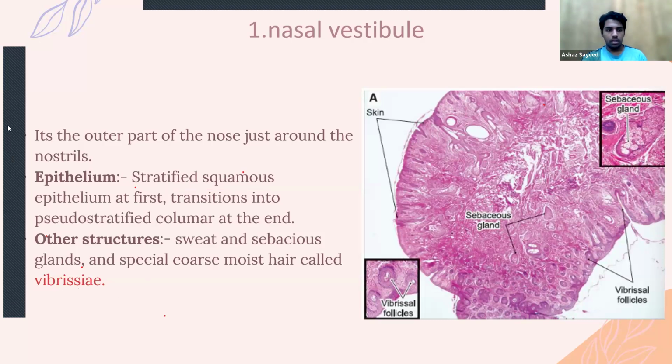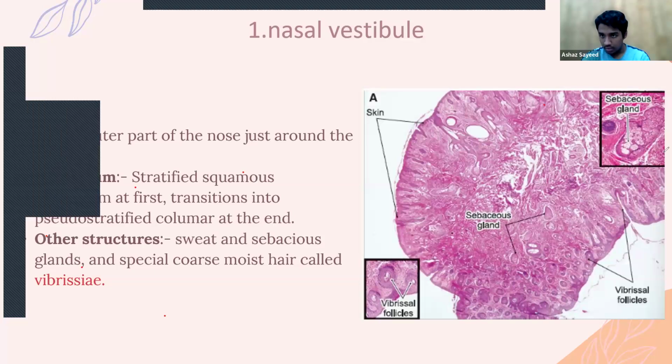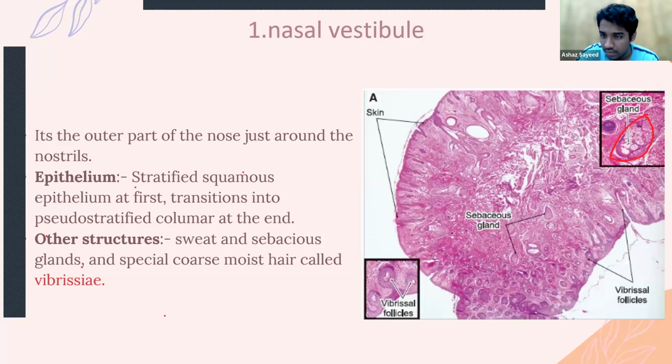Let me see this thing. These are your sebaceous glands. These are your vibrissae follicles, right over here. These are sebaceous glands. This is the skin, the outer part of the nose. So you're done with that, and let's go to the next one.